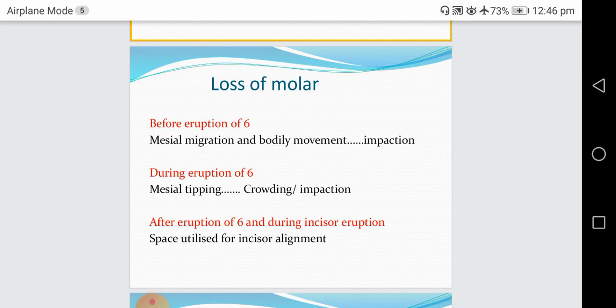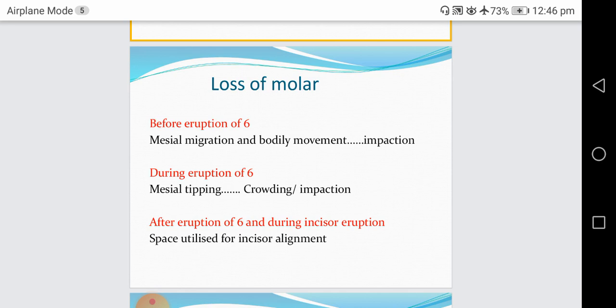Before the eruption of 6, E is lost. So, once the 6 starts erupting, it will show mesial migration and bodily movement. E പോയ സ്ഥാനത്തേക്ക് ഈ 6 mesially migrate ചെയ്ത് bodily move ചെയ്ത് വരും. And finally, what will happen to the premolar that is supposed to erupt in place of E? Our second premolar will get impacted.